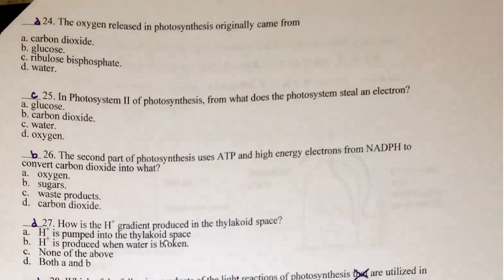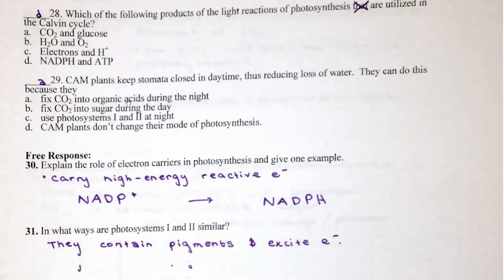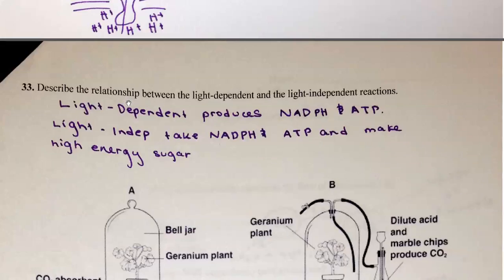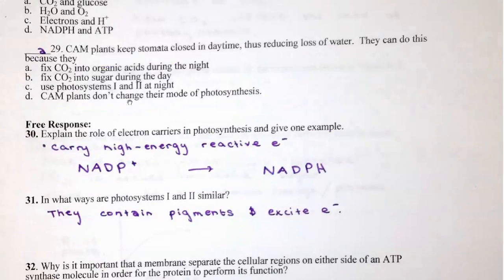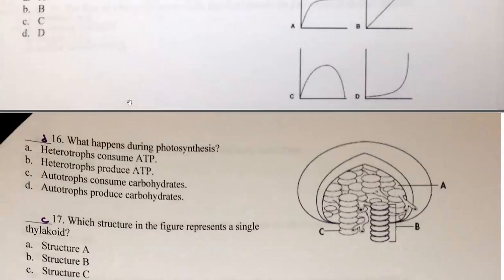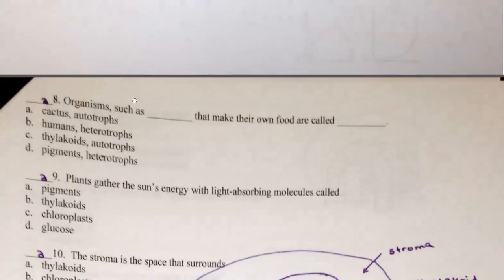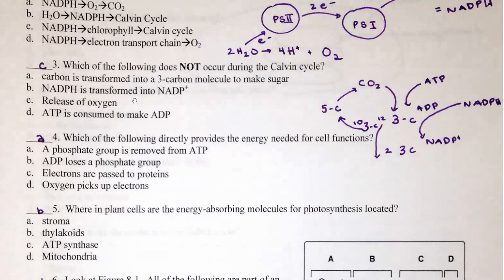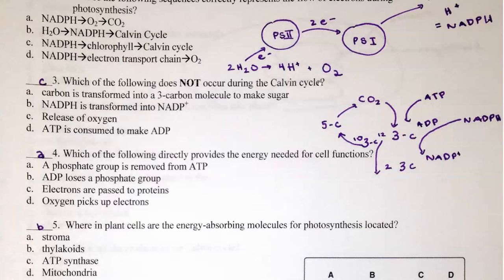The oxygen released in photosynthesis originally came from water. And so I'm going to scroll down. I think I showed the breaking of water here. Sorry if I'm making you guys dizzy. Where did I show breaking water? Breaking water, here. So there's the oxygen, that's where it's produced.